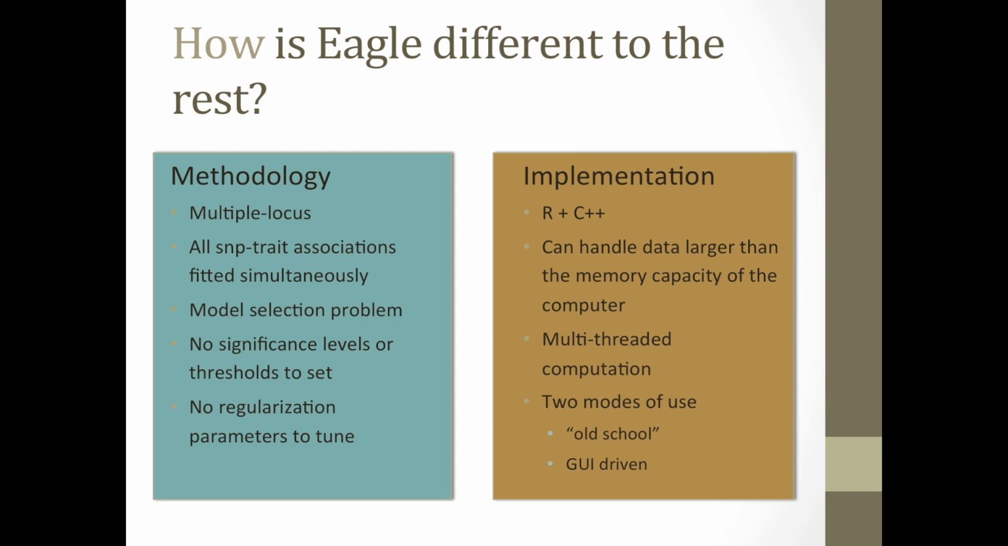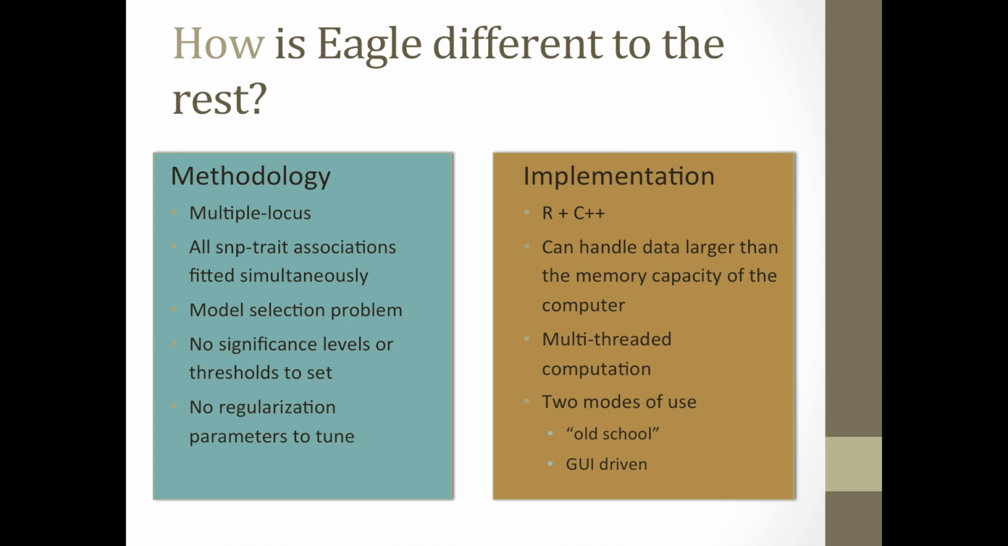In this last slide, I just want to talk about how Eagle is different to a lot of the other approaches that are sitting in this space for genome-wide association mapping. First of all, in terms of methods, it is a multi-locus method. We do look at all the SNP trait associations fitted simultaneously, so that's a big difference compared to standard approaches that only look at the degree of association between a single SNP and trait. We are looking at this as a model selection problem as opposed to a variable selection problem, and the consequence of us doing that is we don't have to worry about significance levels or thresholds, and I see that being a big difference to standard approaches where you've got Manhattan plots and you do have to come up with some sort of threshold.